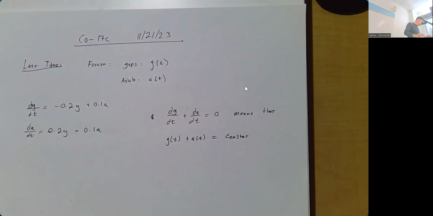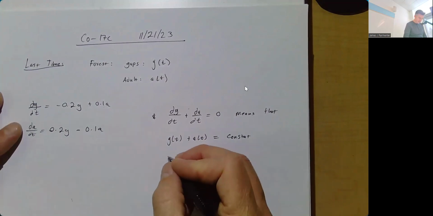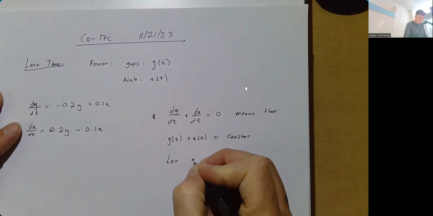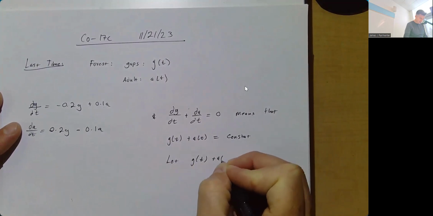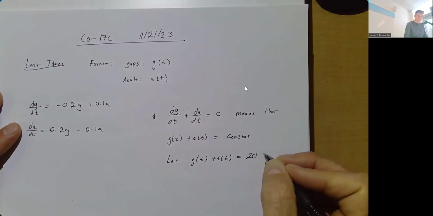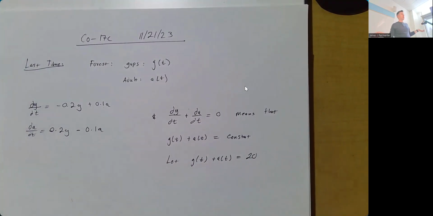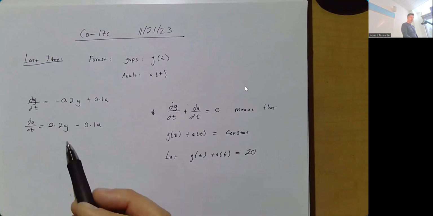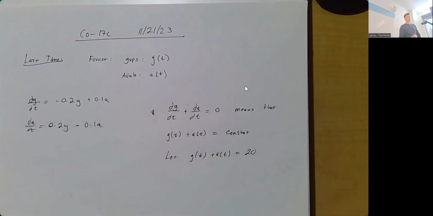And then we made up a number. I think we said that G of t plus A of t equals 20, I'm thinking acres. So we have 20 acres of land to use, and part of it's covered with gaps and part of it's covered with adult trees.